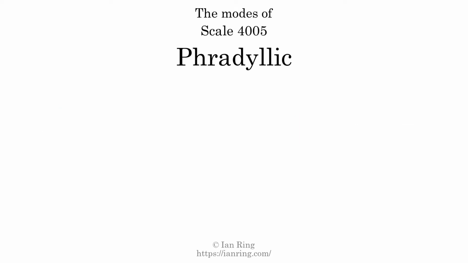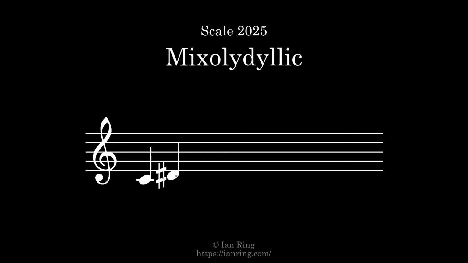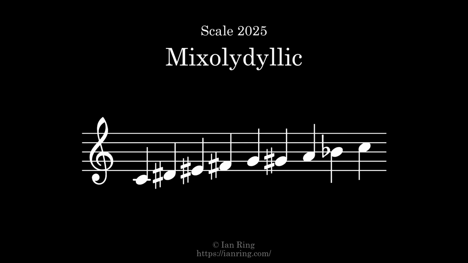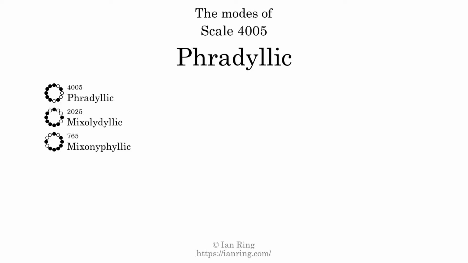This scale has 8 modes. The first mode is itself. The second mode is scale 2025, also known as Phradyllic. It sounds like this. The third mode is scale 765, also known as Phradyllic. It sounds like this.